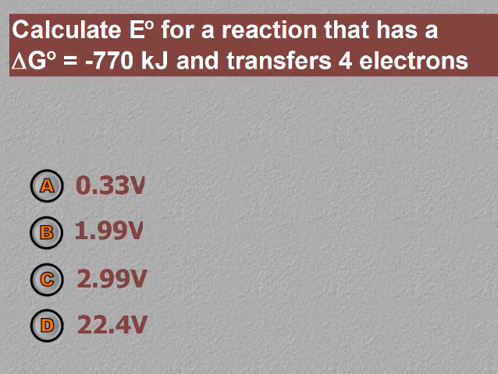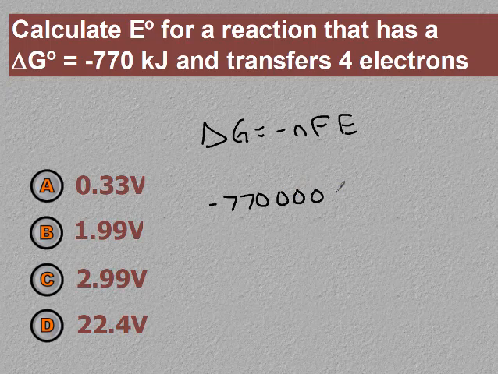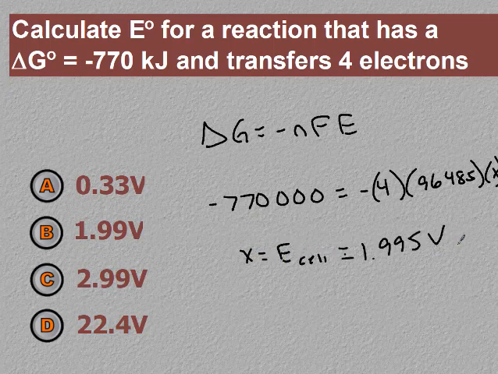On this one, you're given delta G and how many electrons are transferred, and you're trying to calculate E cell. So pause the video and calculate your E cell. You should have converted your delta G to joules. We had 4 electrons. So solving that out, x is my E cell. 1.995 volts, so B is the closest answer.